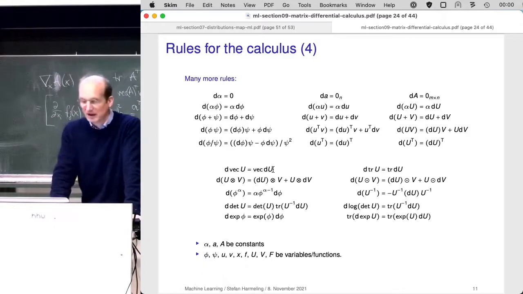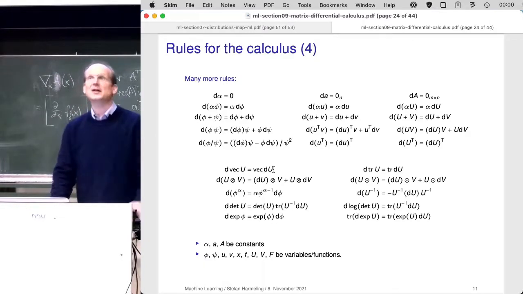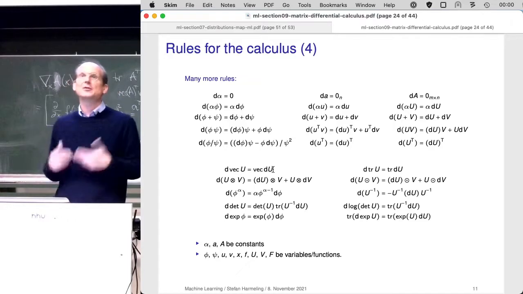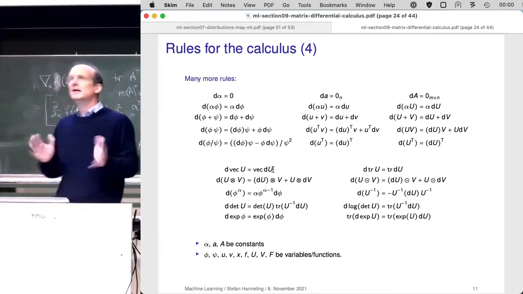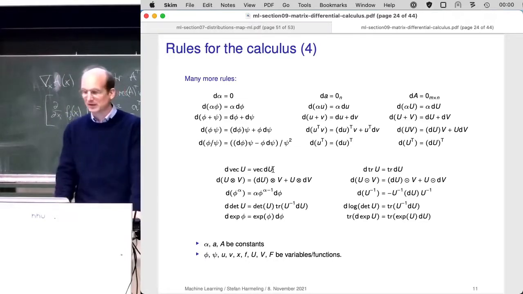differential. Okay? The vectorization is just a reshape, right? When you do a reshape with a matrix. And the reshape is again some super simple linear transformation which behaves well with the differential. Here's the one with the trace. Now comes the one with the Kronecker product.